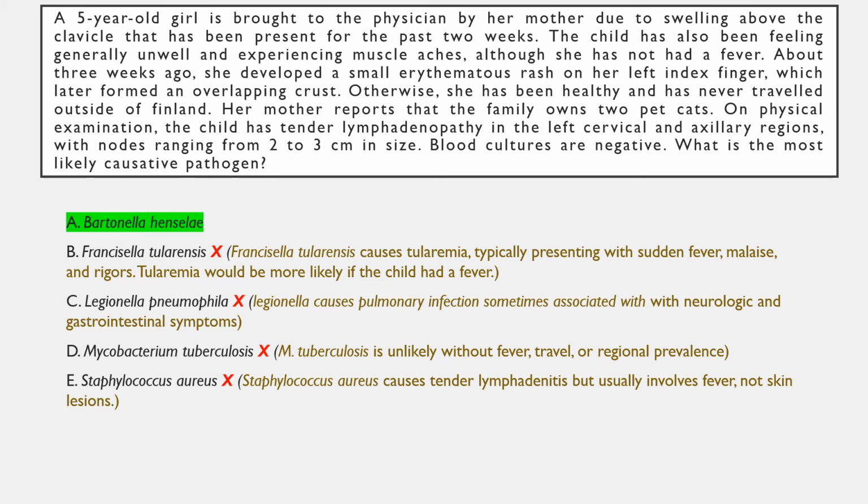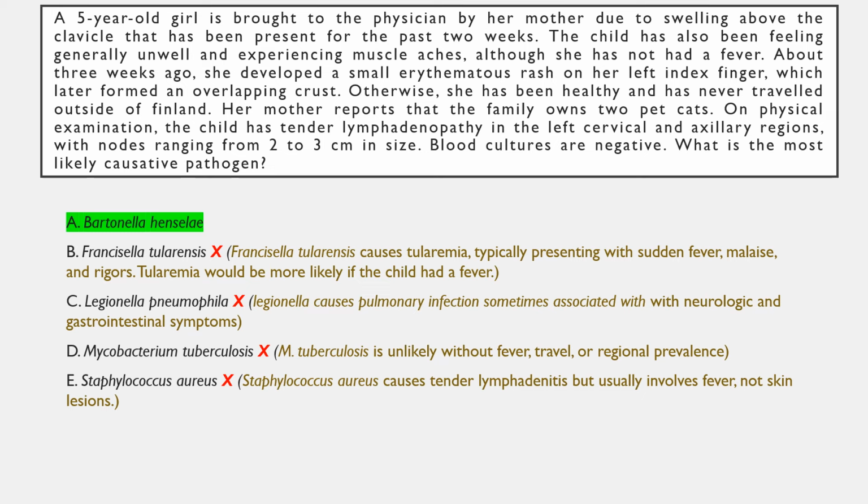Option C is incorrect, as Legionella causes a pulmonary infection that is often associated with neurological and gastrointestinal symptoms. Option D is incorrect, as Mycobacterium tuberculosis could present like this case, but in the absence of fever or a history of travel, it would be lower on the differential diagnosis list, especially considering it is fairly uncommon in Finland.